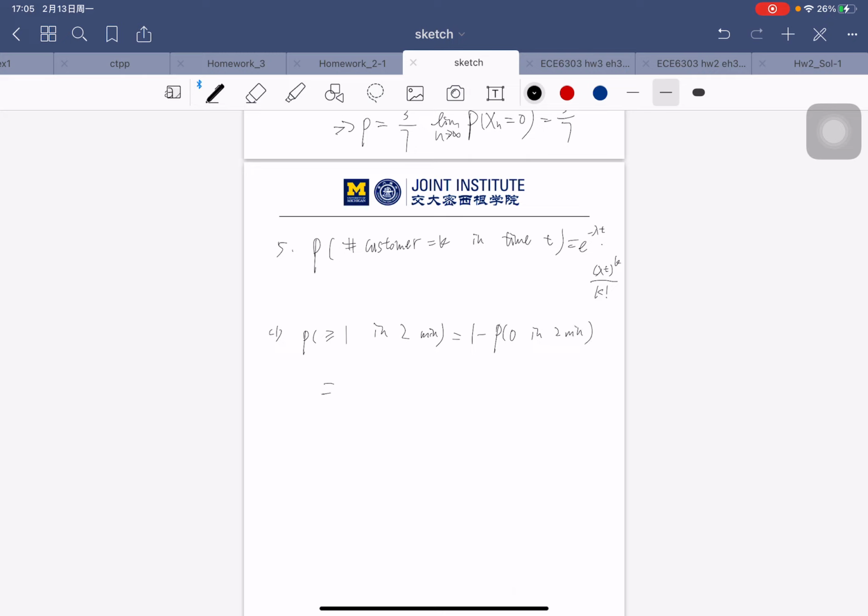So it will be 1 minus e to the power of minus 2 lambda, multiplied by 2 lambda to the power of 0, divided by 0 factorial, equals 0.3. So we will have e to the power of minus 2 lambda, multiplied by 2 lambda to the power of 0, divided by 0 factorial, equals 0.7, and we will have lambda approximately equals 0.178.